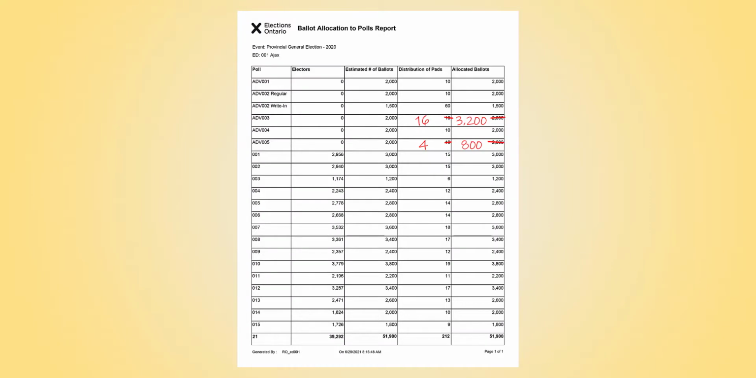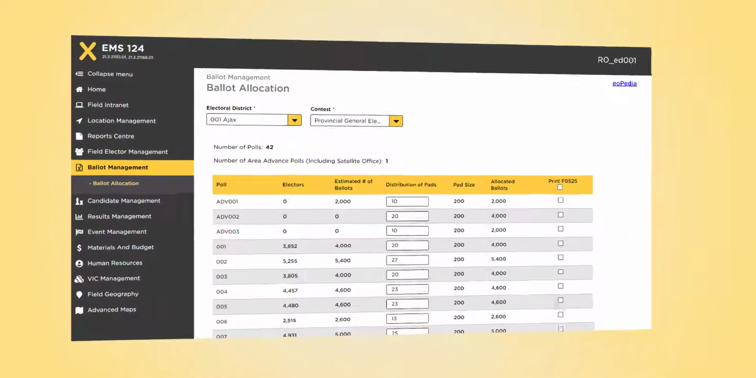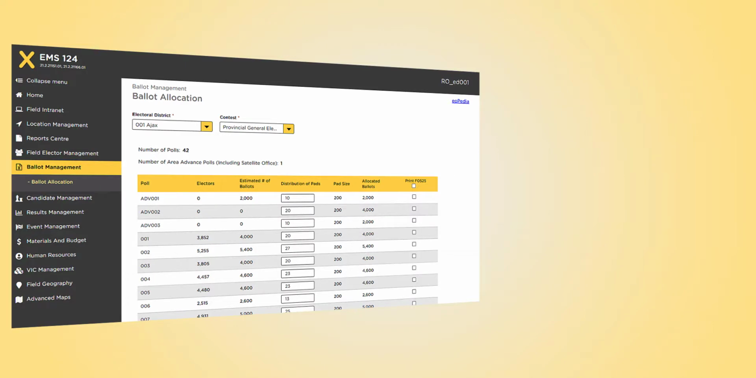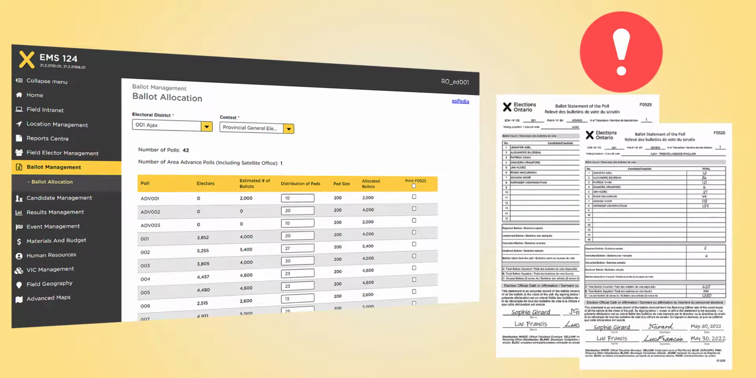Give the ballot allocation to polls report to the TS, to update ballot allocation in EMS. Note: once these changes are made, the ballot statement of the poll, F0525 forms, must be reprinted.